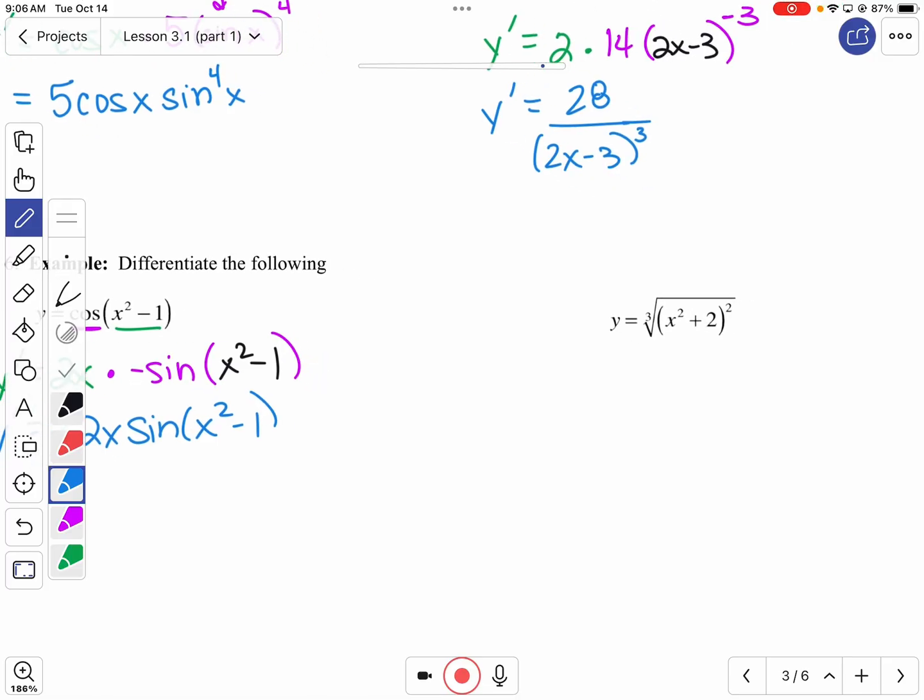All right, let's look at the next one. Cube root of x squared plus 2, the whole thing squared. First of all, that looks terrible. Can we rewrite roots as exponents? Sure enough, and we should. So let's rewrite that. That would be x squared plus 2 to what power? 2/3. Good. Now, see if you can take the derivative.